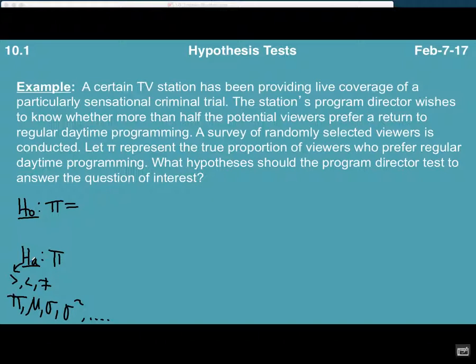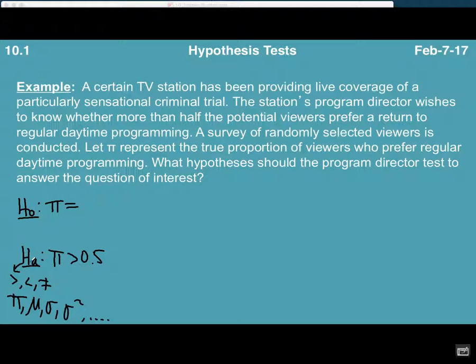Okay, so the question of interest is whether more than half the potential viewers prefer a return to regular daytime programming. So you have to remember that the alternative is what we are looking for evidence for. So we want to know, do more than half of the viewers prefer the change back to regular programming? So our alternative is that pi is greater than 0.5. So this would indicate that more than half of the potential viewers prefer a return to regular daytime programming.